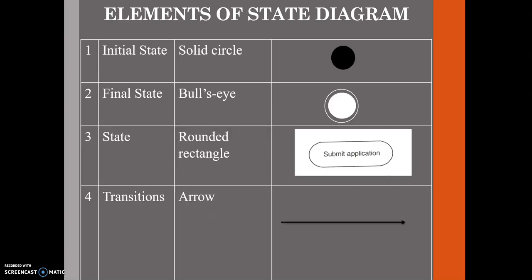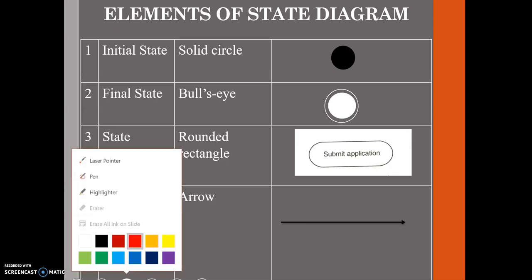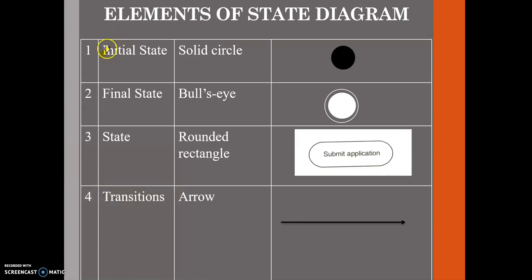So here we have the symbols of the elements. For the initial state, we use the solid circle. So this is your solid circle, right? This is the initial state. For the final state, we use the bullseye. Bullseye means the solid circle surrounded by one ring. That is the bullseye. Then the states can be displayed through the rounded rectangle.